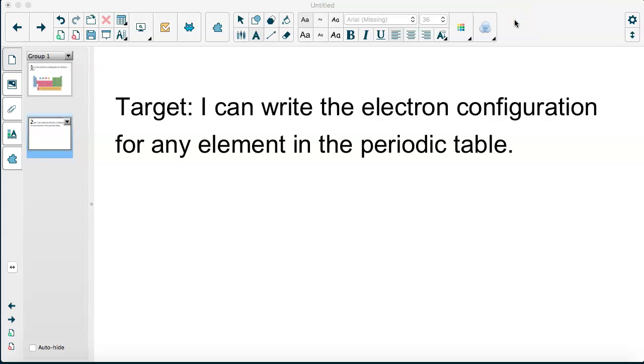Good morning or afternoon, folks. Happy Thursday. Today's target is to be able to write the electron configuration for any element in the periodic table.